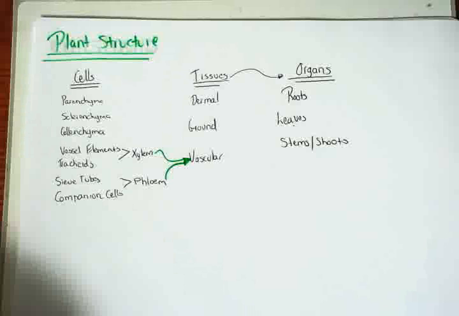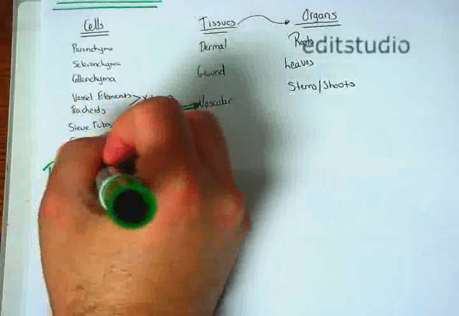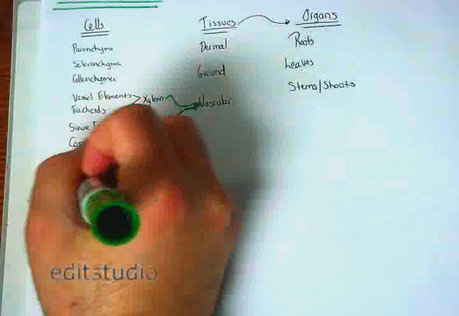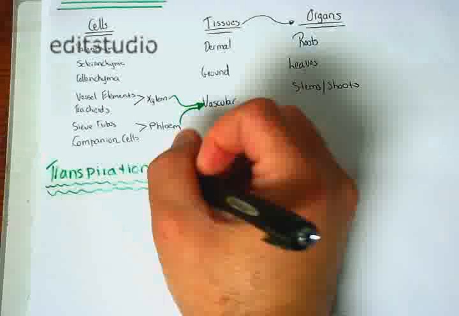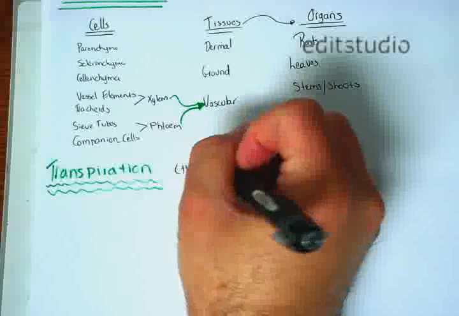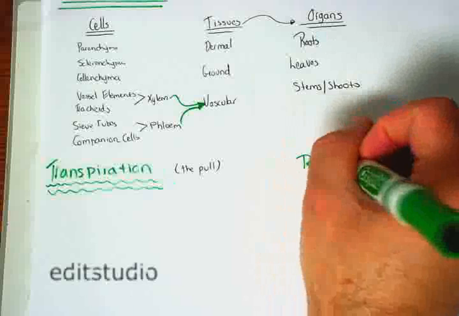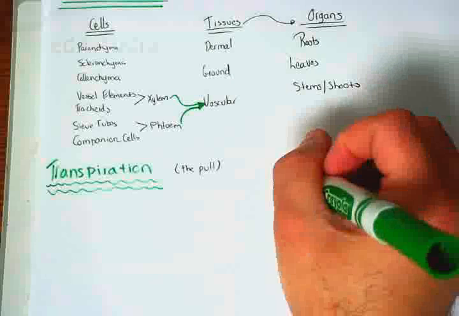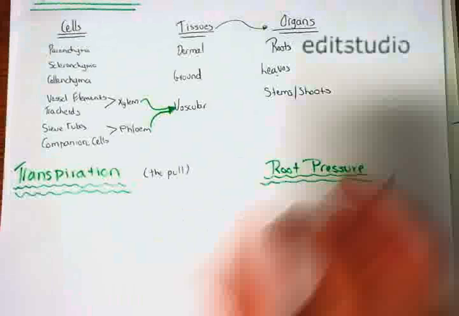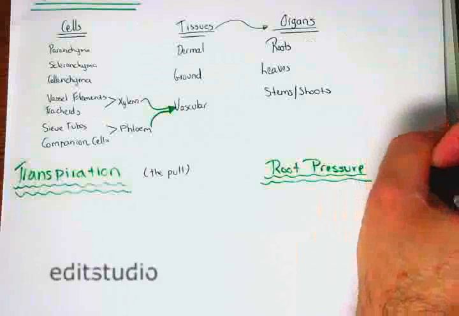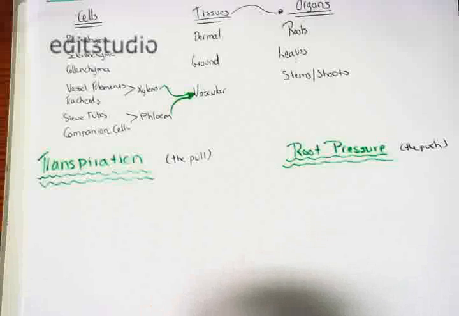Perfect. Another thing that I needed to talk about from today was this idea of transpiration. Is transpiration the pull or the push that you see with water in the plant? This is going to be more of the pull. What's the push that's created? Perfect. Root pressure. So root pressure would be more of the push? Okay, so transpiration is the pull, correct?